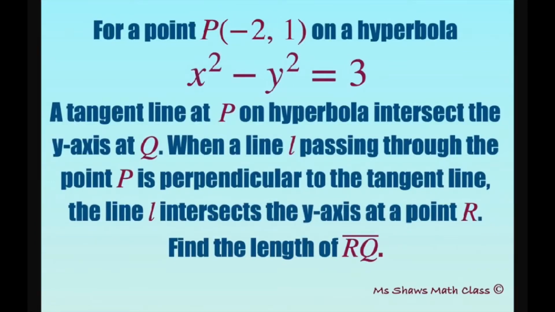For a point P that is (-2, 1) on a hyperbola x² - y² = 3, a tangent line at P on the hyperbola intersects the y-axis at Q. When a line L passing through the point P is perpendicular to the tangent line, the line L intersects the y-axis at a point R. We're going to find the length of RQ.